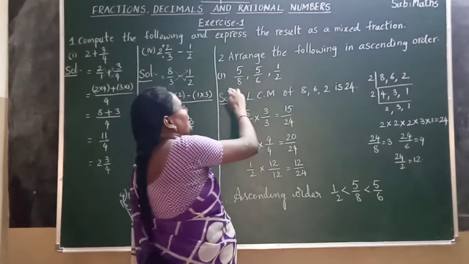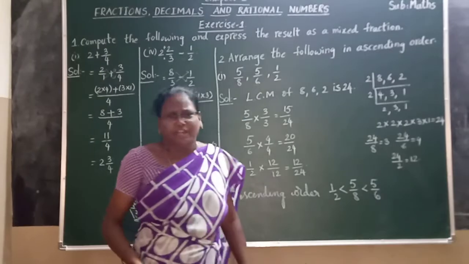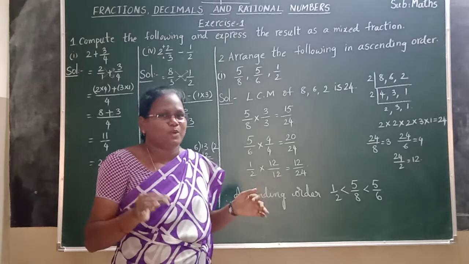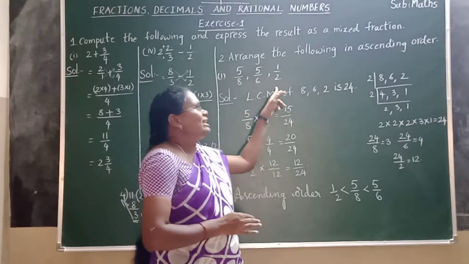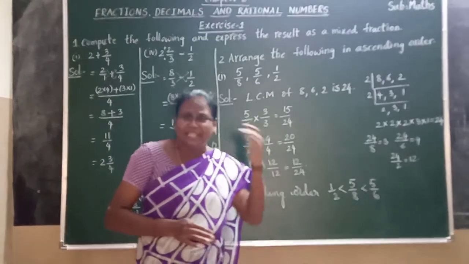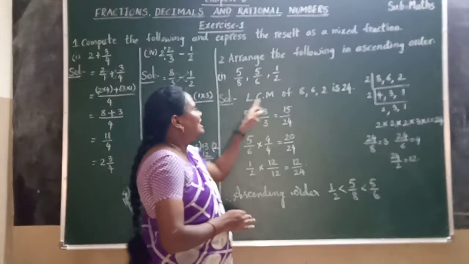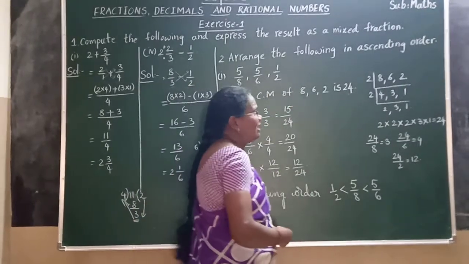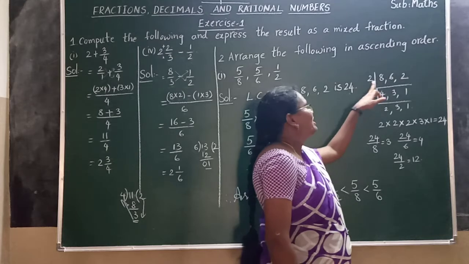Here, all the denominators are different. If they were the same, we could say which is greater and which is smaller. But all the denominators are different. We have to find the LCM of all the denominators. LCM of 8, 6, 2 is 24. I have done this here: LCM of 8, 6, 2.